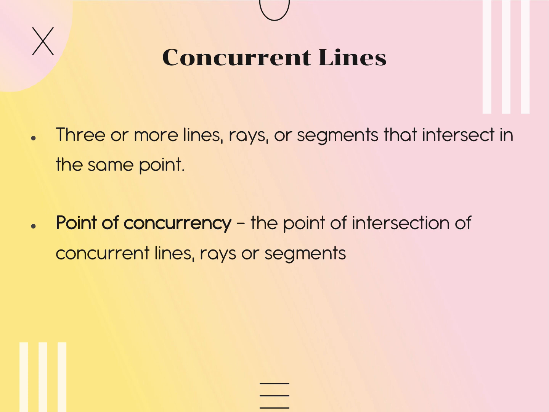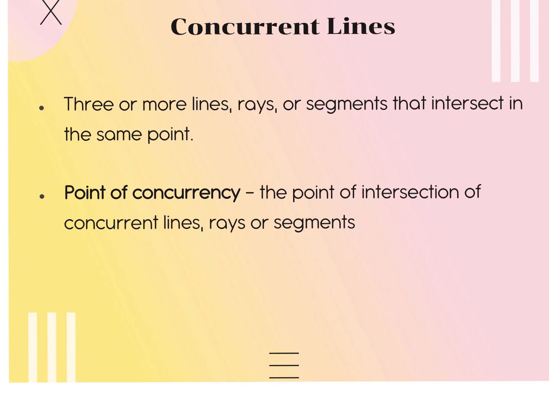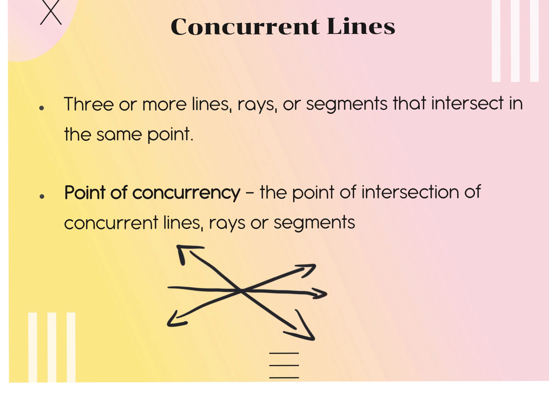So concurrent lines are just three or more lines, rays, or segments that intersect at the same point. And that point of intersection is called the point of concurrency. So for example, if I were to draw a bunch of lines on my paper here, and then have them all intersect, all of these lines that I just drew are concurrent lines, and the point where they all intersect is called the point of concurrency.